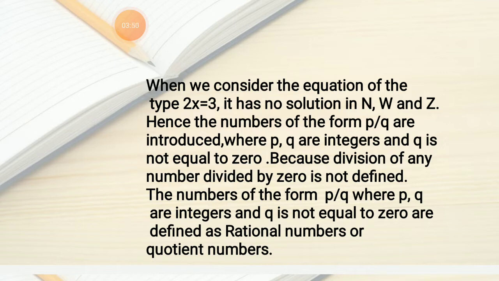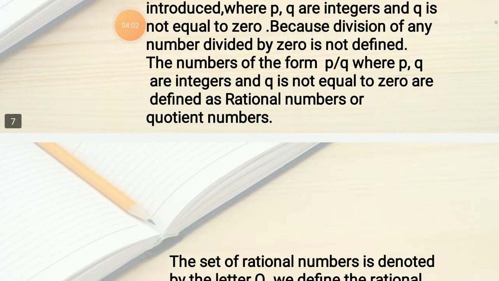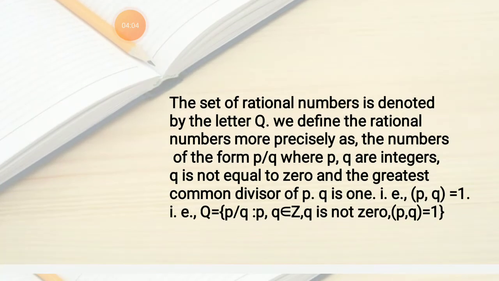The numbers of the form p by q, where p and q are integers and q is not equal to 0, are defined as rational numbers, or they are also called quotient numbers. The set of rational numbers is denoted by the letter Q. We define the rational numbers more precisely as the numbers of the form p by q where p, q are integers, q is not equal to 0, and the greatest common divisor of p, q is 1, that is, gcd(p, q) equal to 1.